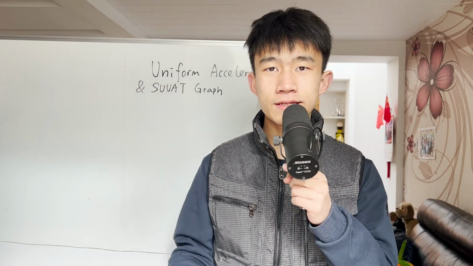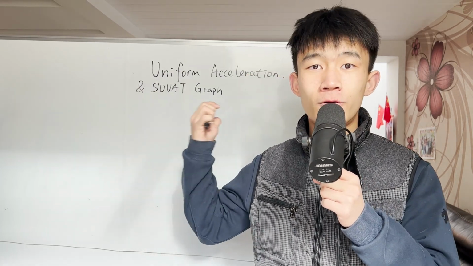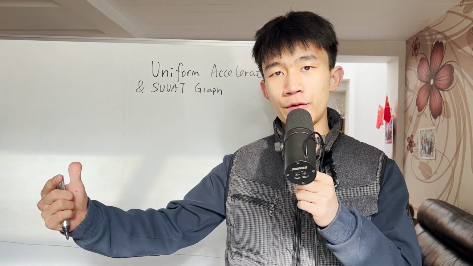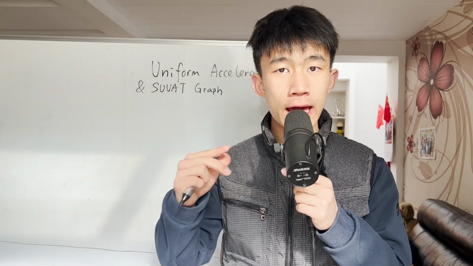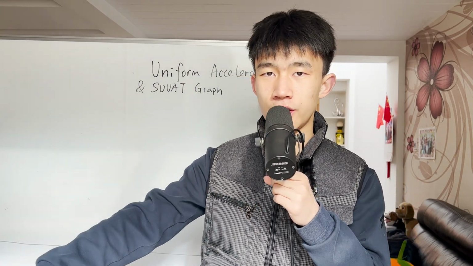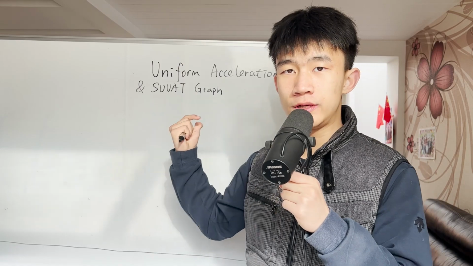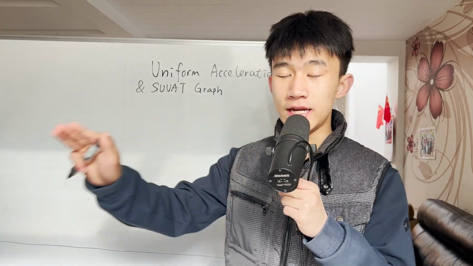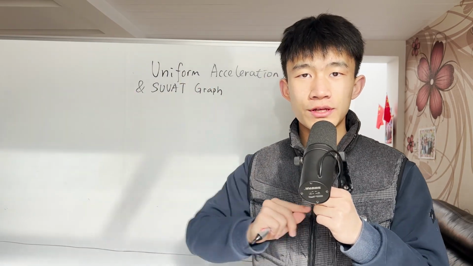Hello, IB students. This lecture, we're going to look at uniform acceleration. In the last class, we introduced acceleration. It is defined as the change of velocity of an object in a given period of time. If an object is going through uniform accelerating motion, it means that it's accelerating at a constant rate throughout this time span.